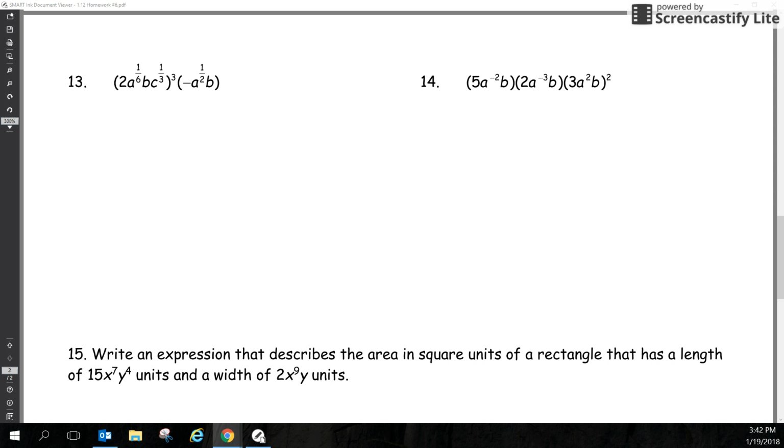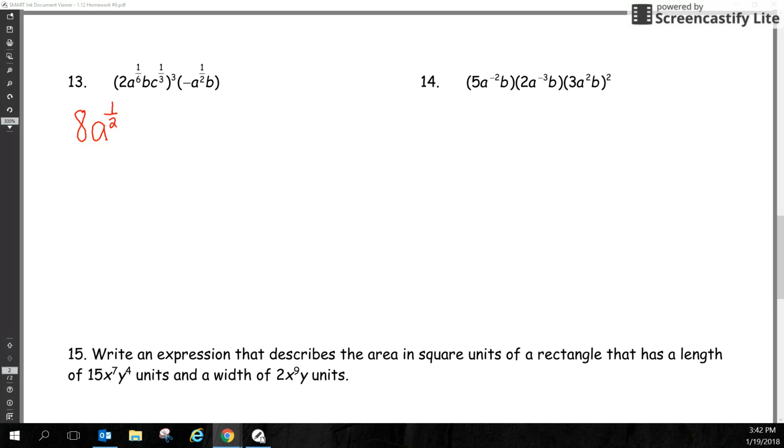Number 13. First thing we're going to do is deal with this guy that's got a power here of 3. We want to raise everything to the third power. So we've got 2 cubed. 2 times 2 times 2 is 8. A to the 1/6 times 3. So 3 times 1/6 is A to the 1/2.